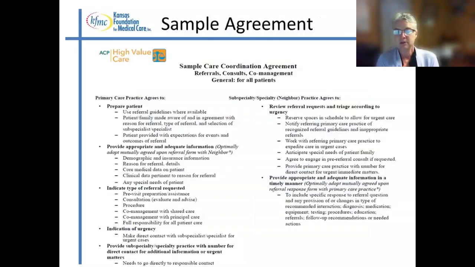So here's a sample of a collaborative agreement so you can get an idea of what it looks like. There's a second page to this also that I'll show you in just a second. I want to note that this agreement clearly delineates what each office will do to ensure an effective and efficient specialty appointment. So in this case, the primary care practice is agreeing for how they will prepare the patient, what information they'll provide, things like that.